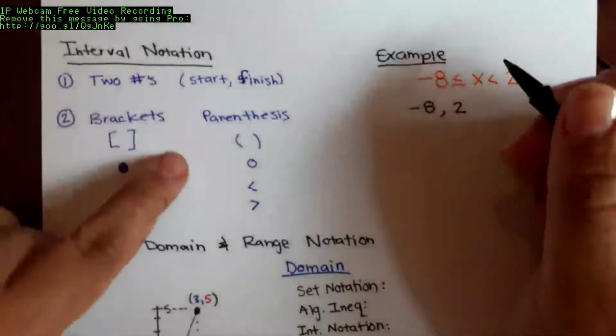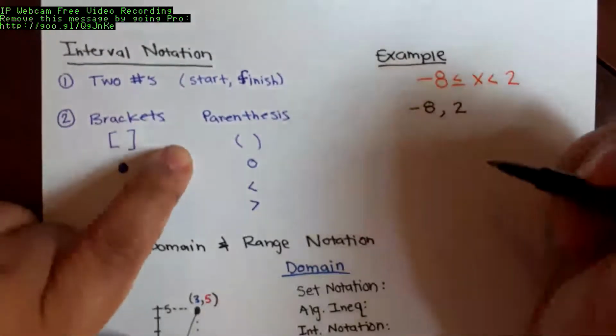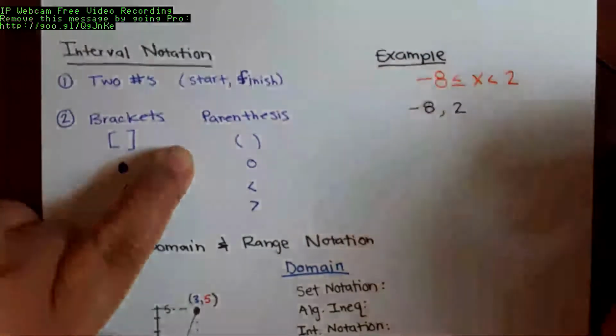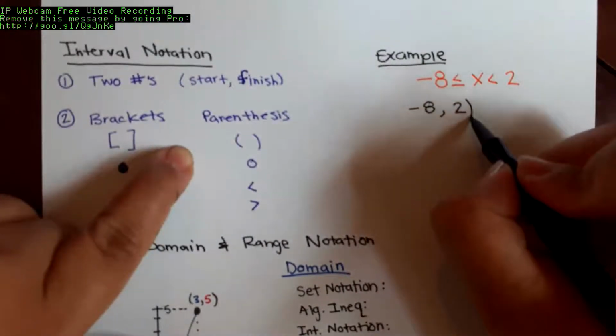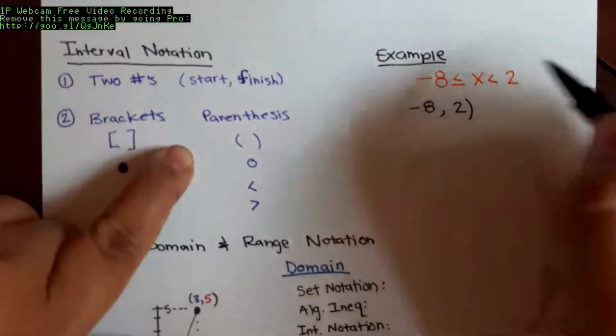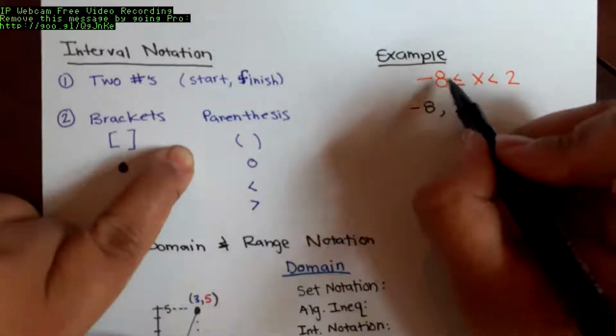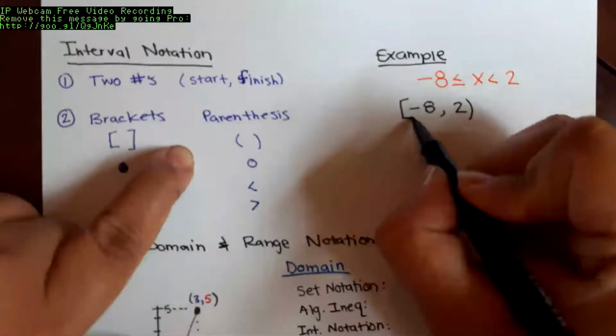Now my second thing I'm going to look at, whether I'm going to use brackets or parentheses. Well, this one is just a regular less than, so that's going to be parentheses with my 2. And this one has an equal sign, so my -8 will have a bracket.